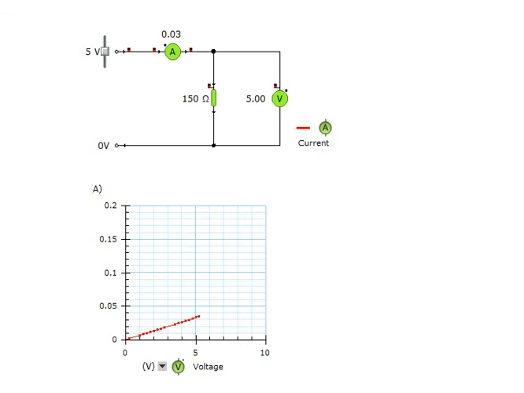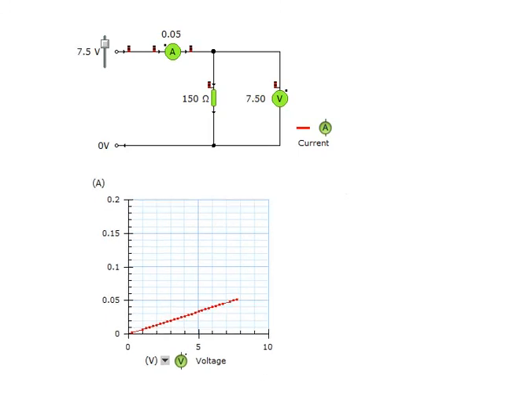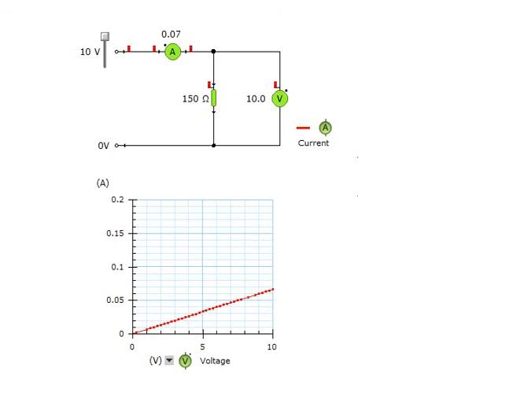Next we'll go up to 5 volts, and we can see the effect that has. The amps have gone up to 0.3 and all the values in between. Let's increase it again, this time up to 7.5 volts. The amps have gone up to 0.5, and we can see that on our graph again. And finally, we'll go up to 10 volts. We see here that the amps have gone up to 0.7.